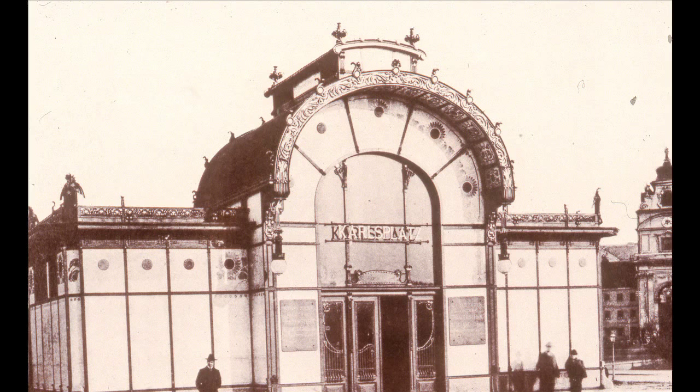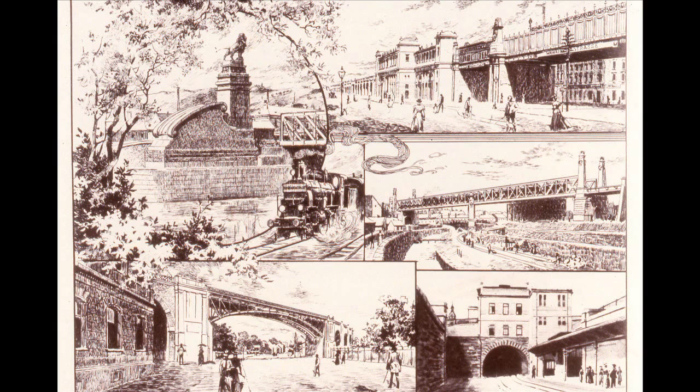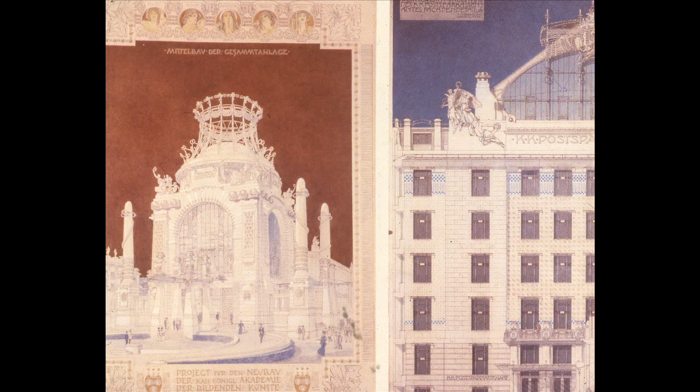His subway stop, the Karlsplatz. Next. His buildings in the new railway system. At the same time, this is a competition entry of his. I can't remember what the building was. I think the Academy of Fine Arts. And this is the Postal Savings Bank building where the decorative system is on the facade in between the regular machine-like windows. Next.